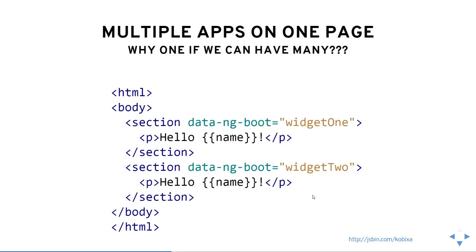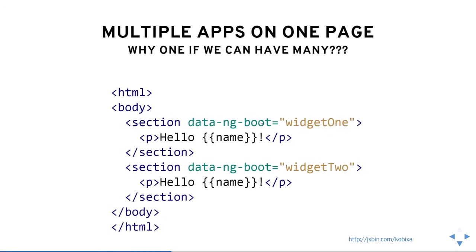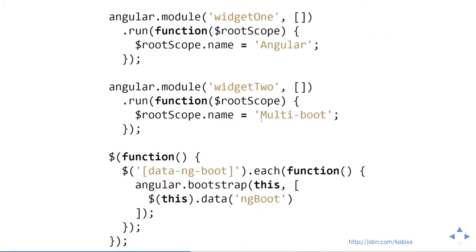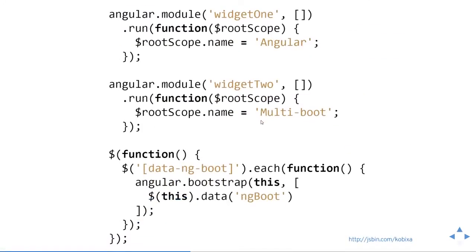So you can do something like this. You can have a body, and inside of the body you have a section, and there you have data-ng-boot widget1 and data-ng-boot widget2, both of which are modules, and then you can bootstrap two Angular applications. If you did that with this JavaScript code, you would actually see two different messages in these spaces. That's clear. But what I wanted to make sure here is that I could even use the same module.